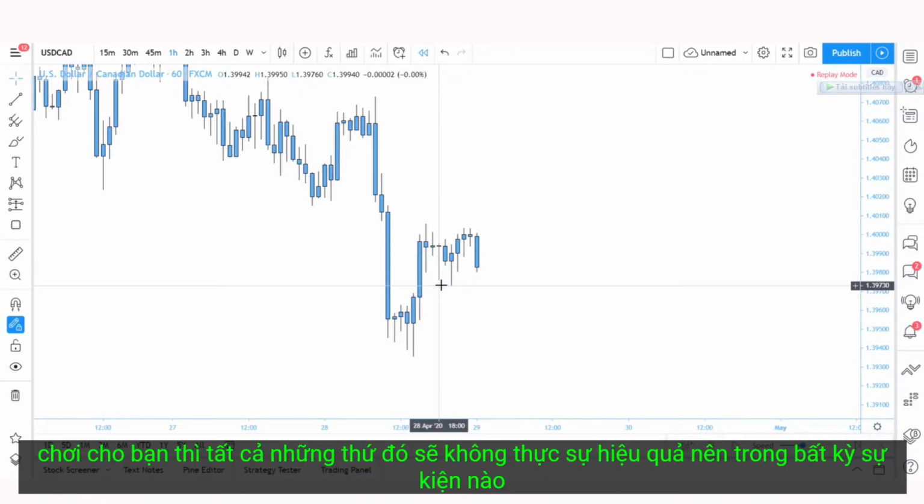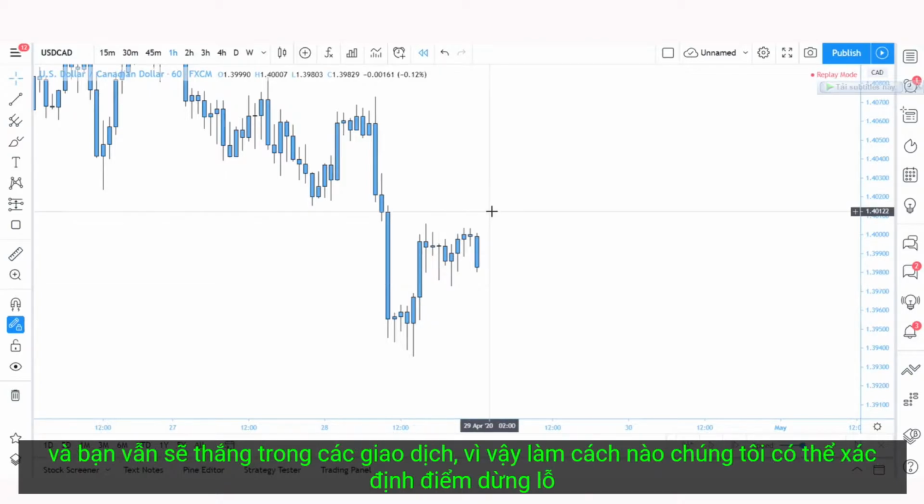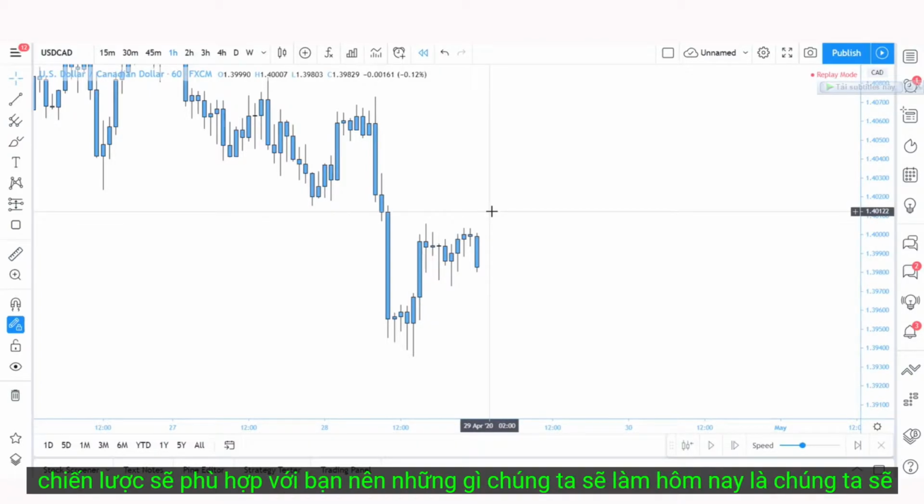So, in any event, regardless of where you place your stop loss, whether it be in a good position or whether it be in a bad position, you are going to still lose trades and you're still going to win trades. So, how can we determine which stop loss strategy is going to work for you? So what we're going to do today is we're going to go over 4 strategies that you can implement yourself. Not all of them are going to be for you, maybe 1 or 2, but you can make that decision and you can go from here.